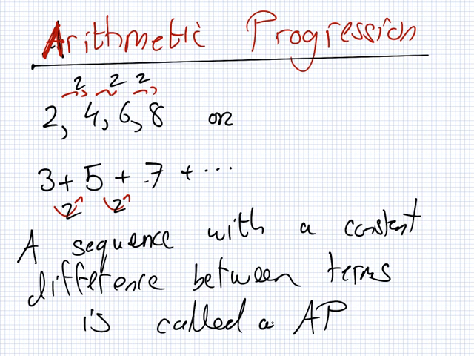Can you see? Between the terms. A sequence with a constant difference between terms is called, yeah, AP. Can I scroll down? Yeah. Okay. So, a little bit of notation.